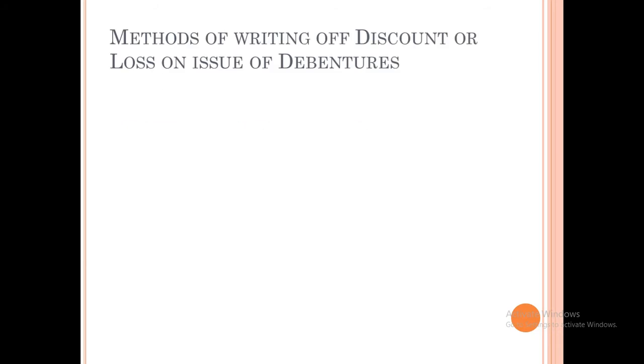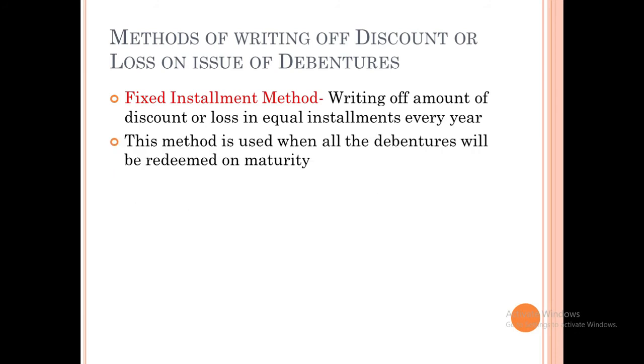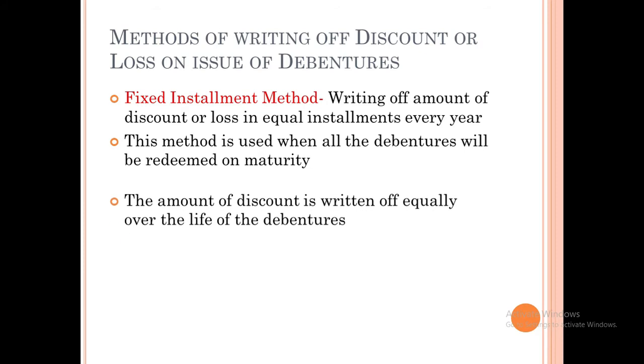Now, we will study the methods of writing off discount or loss on issue of debentures. First method is fixed installment method. Writing off amount of discount or loss in equal installments every year. जब बराबर बराबर amount हर साल write off होता है, then that is called fixed installment method. And this method is used when all the debentures will be redeemed on maturity. जब सारे debentures इकट्ठे maturity पे redeem हो रहे हैं, then we will use this method.